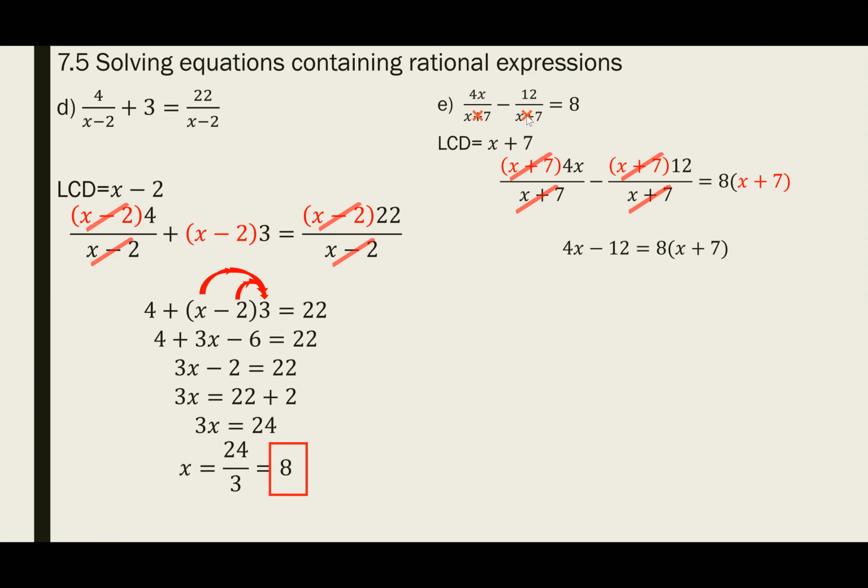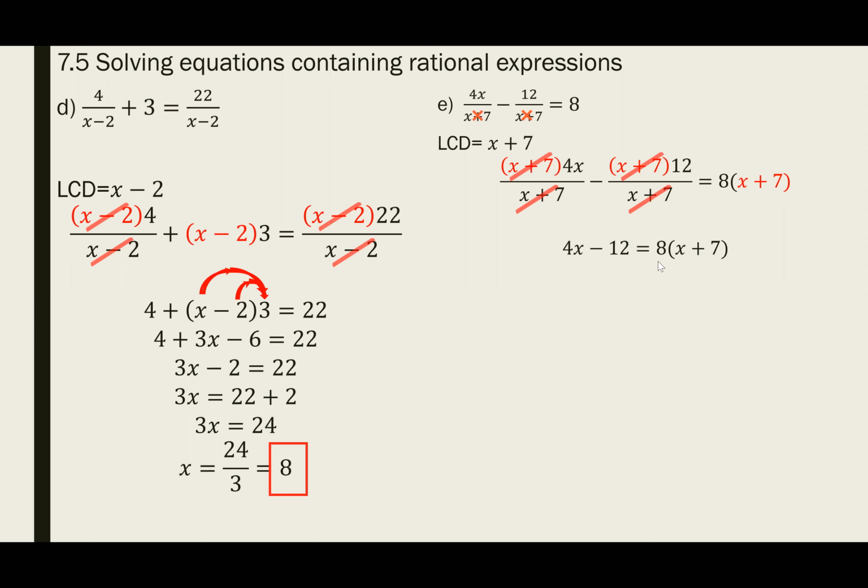Because in solving, whatever we do on one side, we have to do on the other side. That's the equality, right? That's the equivalent. Whatever we do on one side, we have to be fair and do on the other side. I multiply by x plus 7 here, I have to multiply x plus 7 here. That's what the equation is.